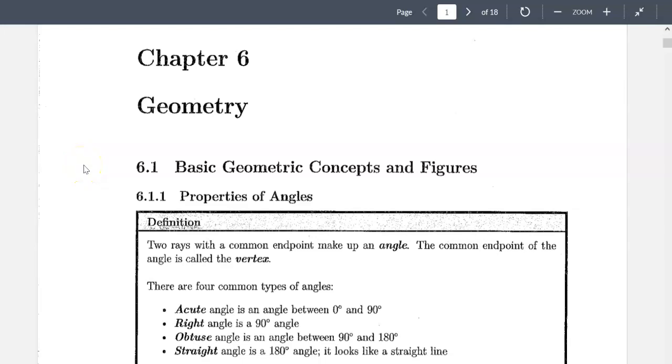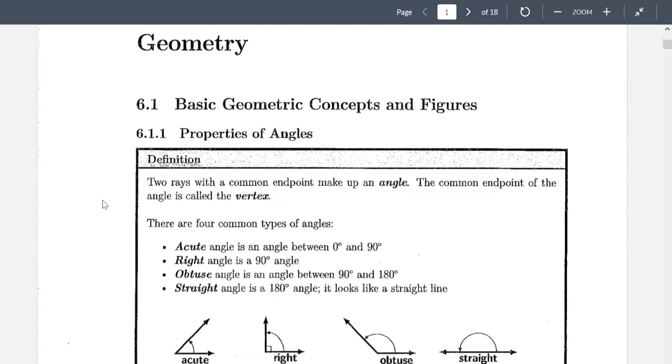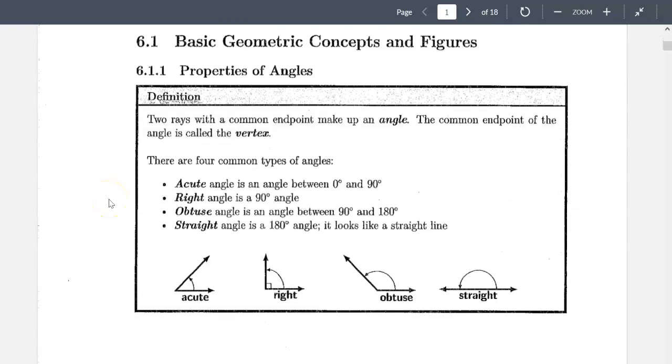Chapter 6, Geometry. We start with properties of angles. There are four types of angles we should be familiar with. We have acute angle, right angle, obtuse, and straight.